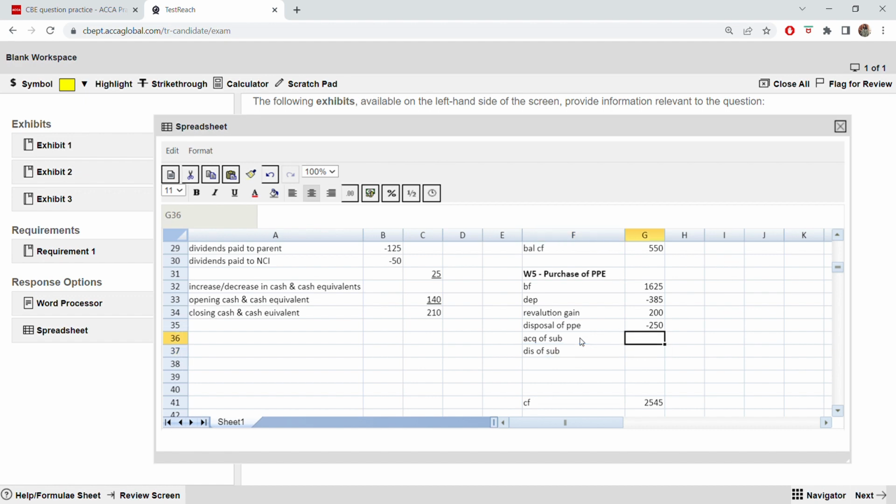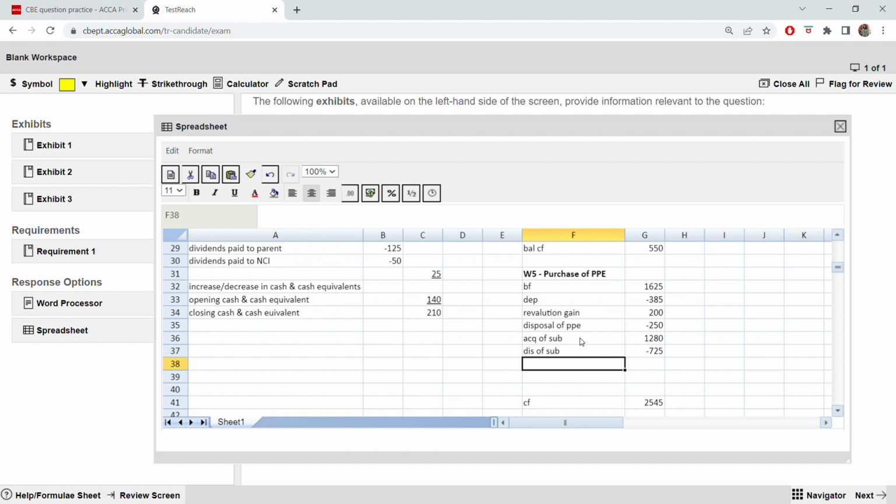You might be thinking what acquisition of subsidiary has to do with PPE. No, we have PPE for those subsidiaries also. So when you're taking property, plant and equipment, the subsidiaries' property, plant and equipment also you are taking from notes 2 and 3. Okay, that is 180 for acquisition. For disposal, minus 725.